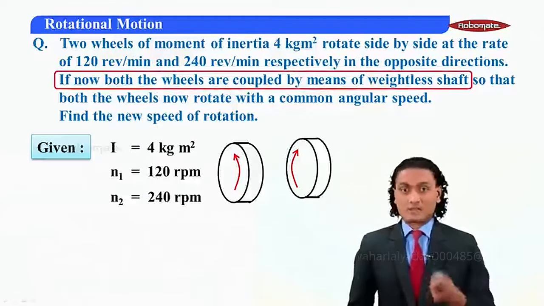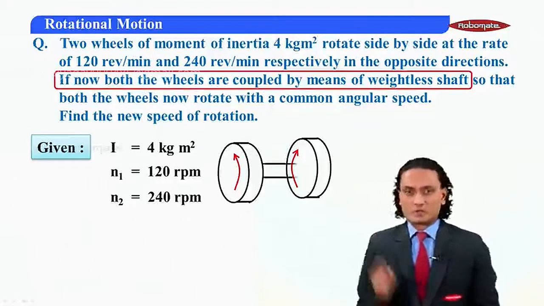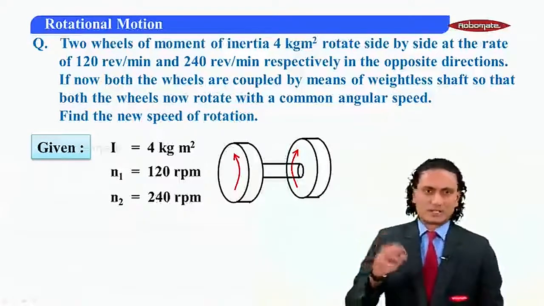Both the wheels are coupled. Coupled means joined by means of a weightless shaft. So I'm going to join both the wheels by means of a weightless shaft. Okay. So this is what is given in the problem.